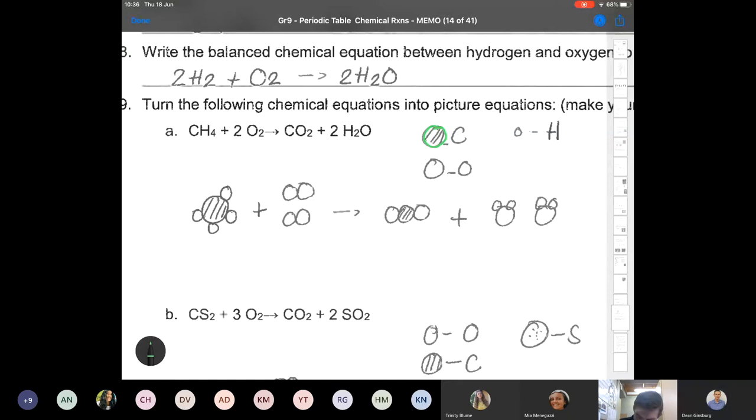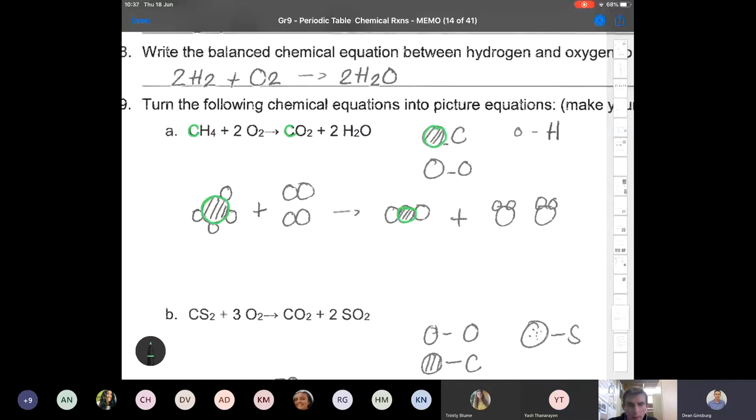Two. Two carbons on the left. One. Just one, yeah. And on the right-hand side? One. One, there it is. I've circled them in green. So carbons are balanced. Let's check the oxygens.